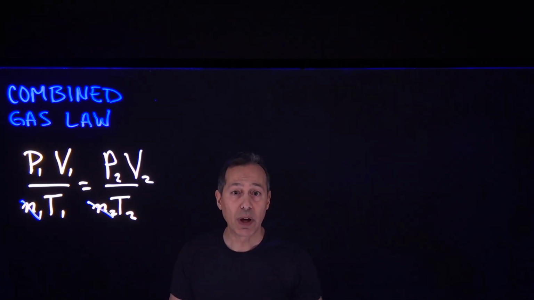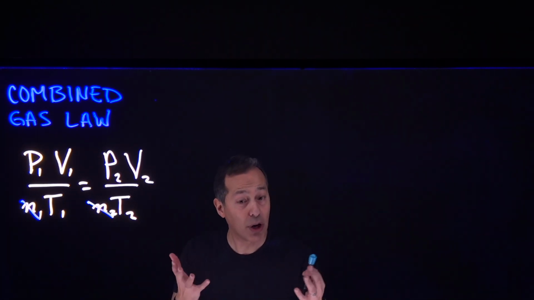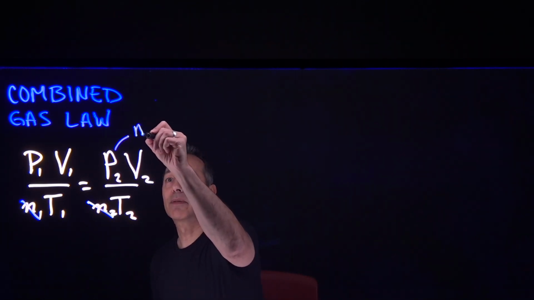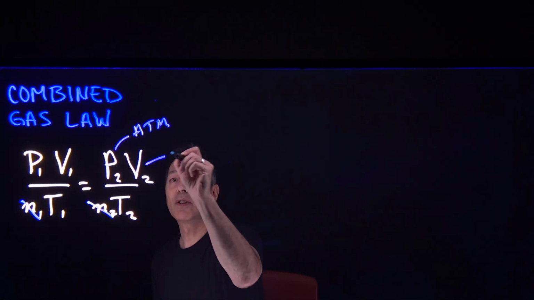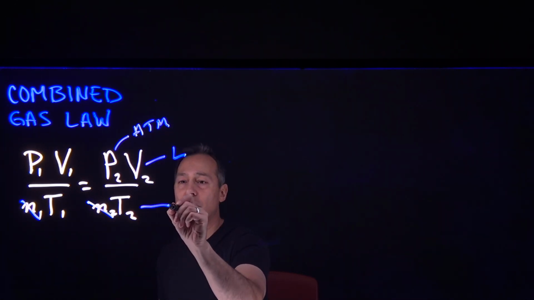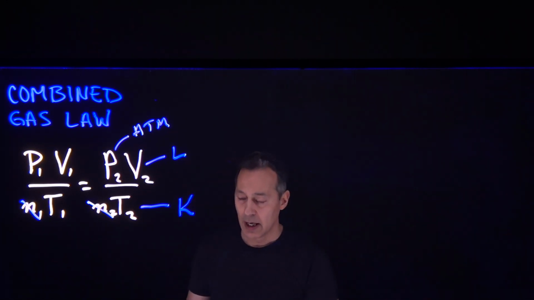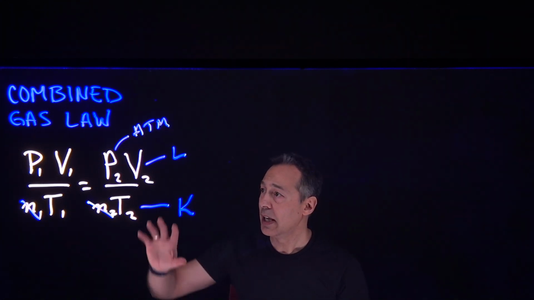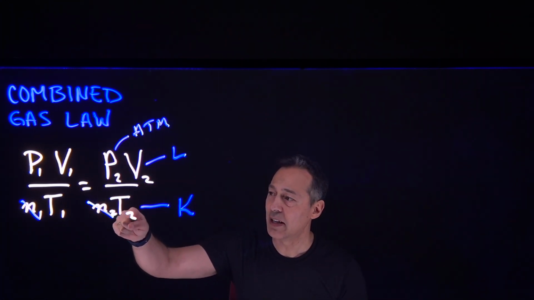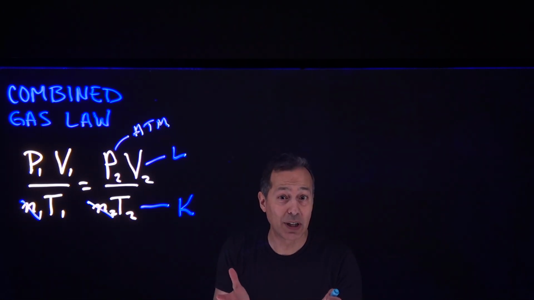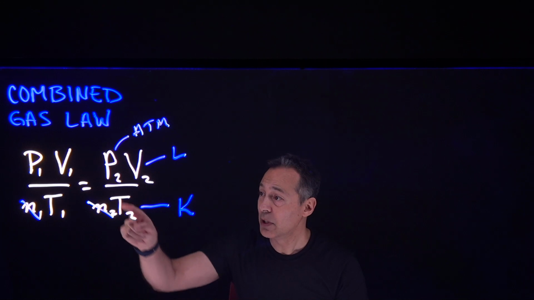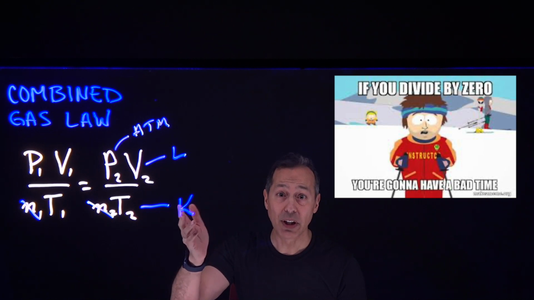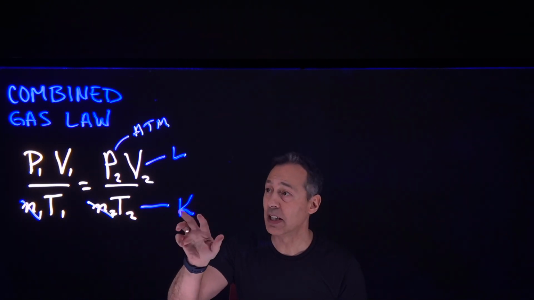Now in this equation, we have to use certain units in order for it to work properly. Pressure is in atmospheres, volume is in liters, and temperature is in kelvins. We might not be familiar with kelvins as a unit, but it's important because if we divide by 0, and we can get 0 on the temperature scale in Celsius and Fahrenheit, then our math doesn't work out so well. So we're going to have to convert Celsius or Fahrenheit into kelvins.